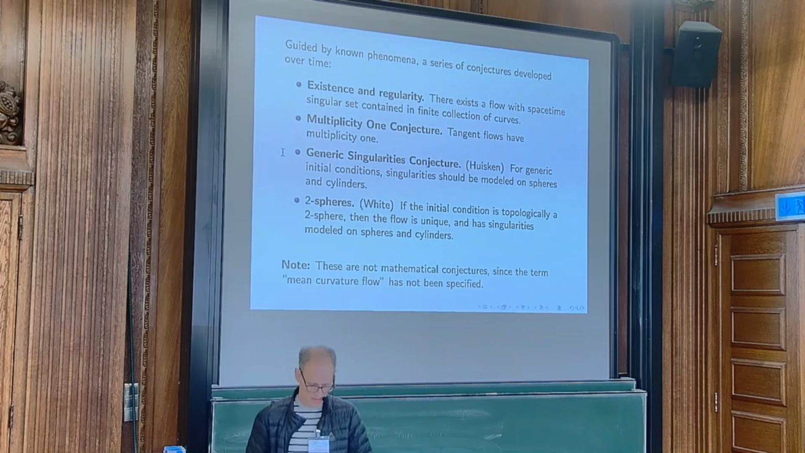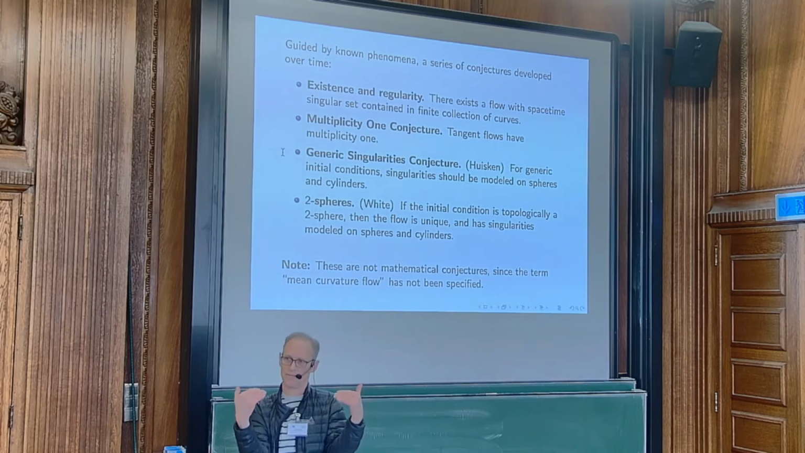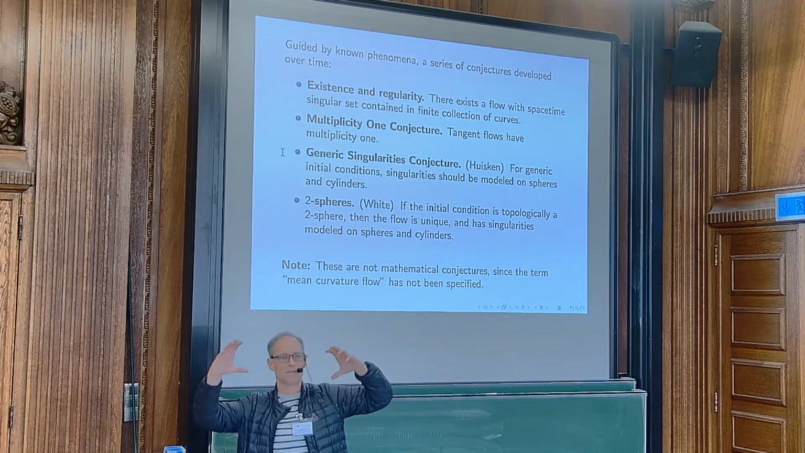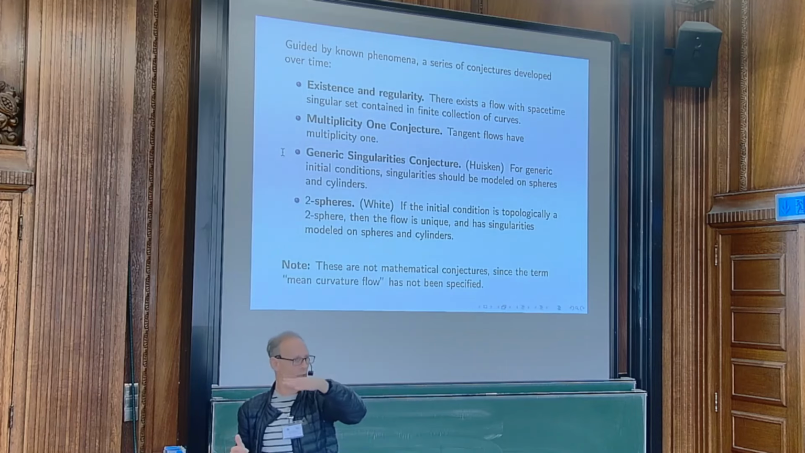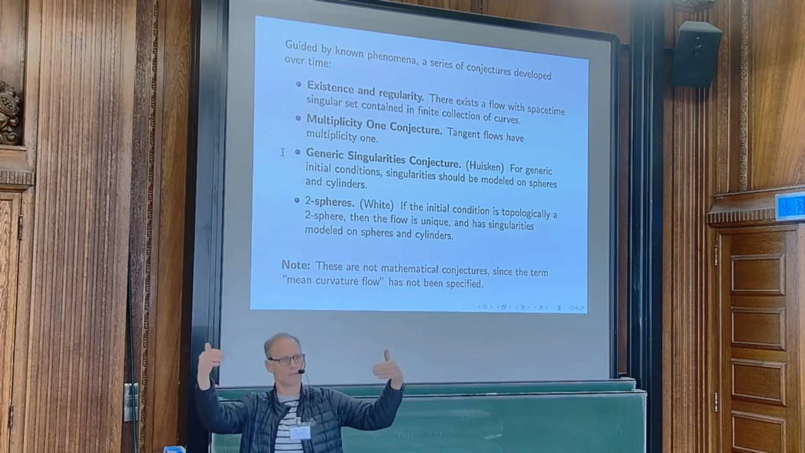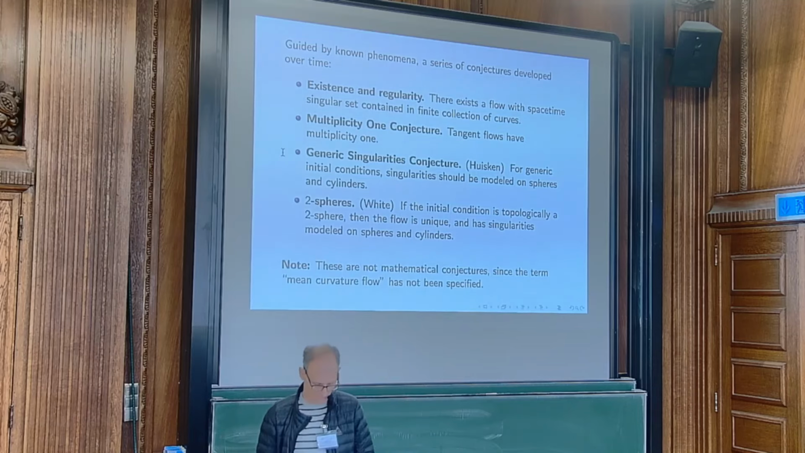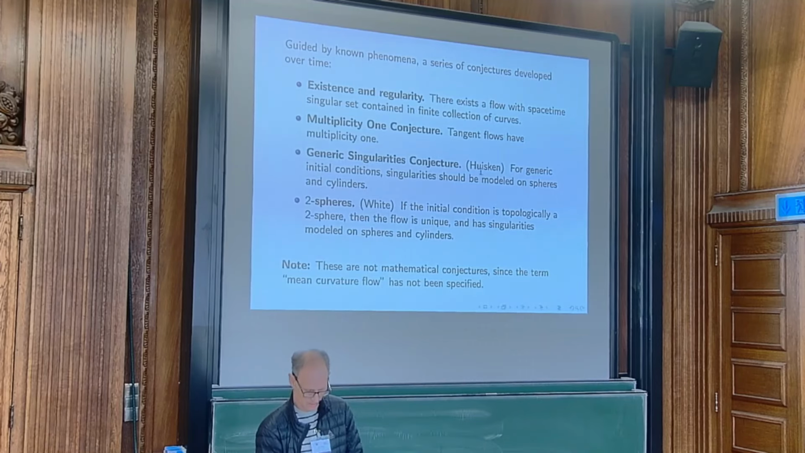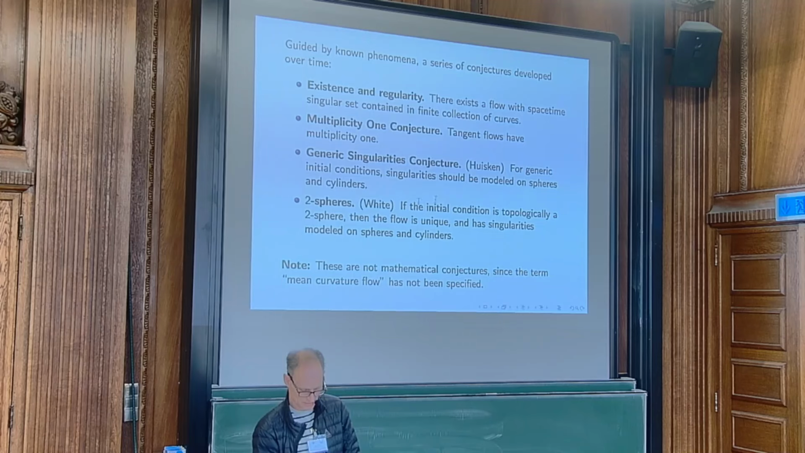Now the generic singularities conjecture, again, there are different versions of this out there. The idea is that if you take an arbitrary initial surface, it might happen to have some very delicate hidden structure which allows very special singularities to form, like these high genus examples. But maybe if you perturb the initial condition a little bit, the perturbed surface when it evolves will not give rise to complicated singularities, and this is the spirit of Huisken's conjecture. For generic initial conditions, you only see spheres and cylinders as tangent flows. And then there's a conjecture of White, which is that if you start with an initial condition which is diffeomorphic to the two-sphere, then you have a unique flow, and again, the singularities are simple. They're modeled on spheres and cylinders.